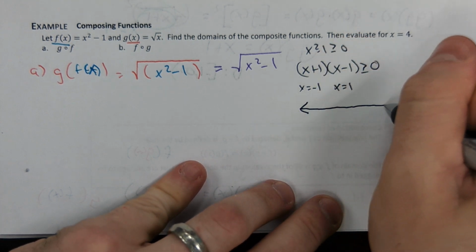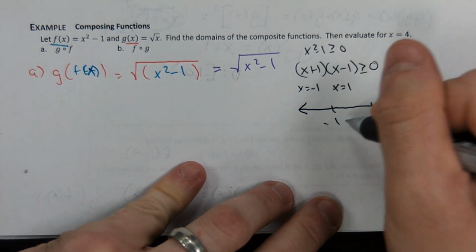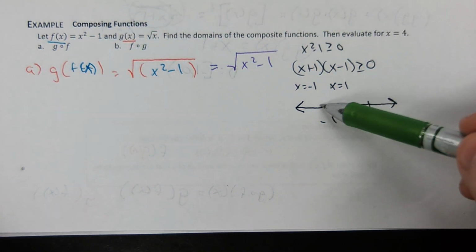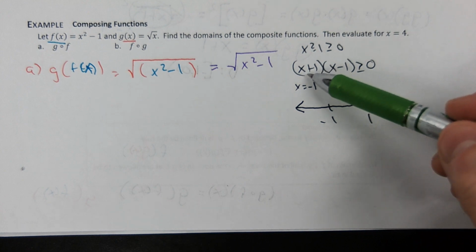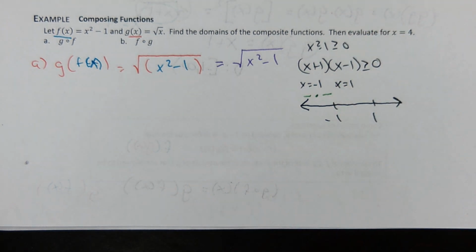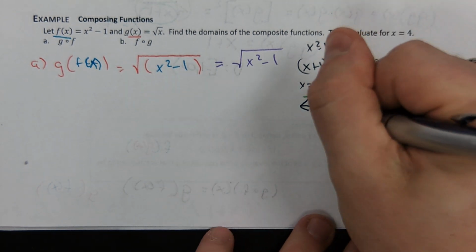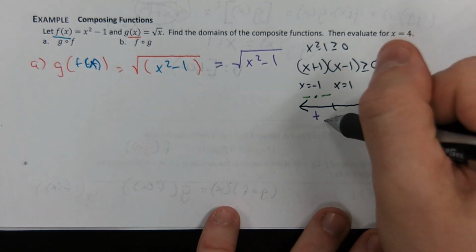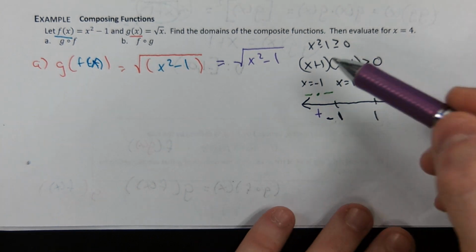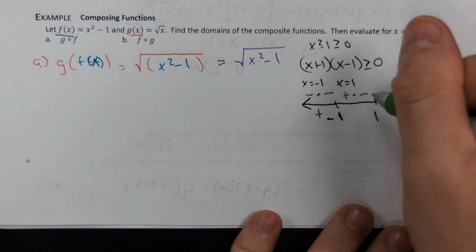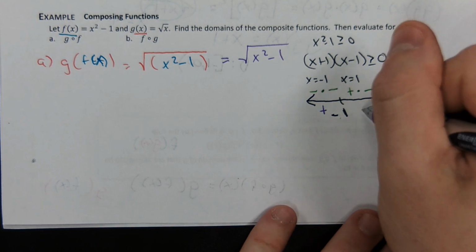So you draw yourself a number line, you throw your critical values on it, and you test the 3 zones, looking for positive and negative. If you grab a number to the left of -1, like -2, and drop it in here, -2 plus 1 is negative, and -2 minus 1 is negative, that product will result in a positive number. Grab a number between -1 and +1, like 0. I love 0. 0 plus 1 is positive. 0 minus 1 is negative. And the product of those two numbers will be negative.